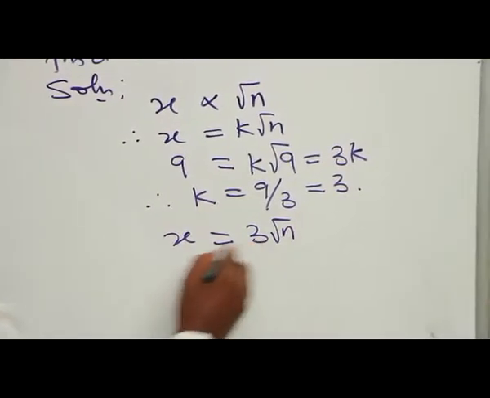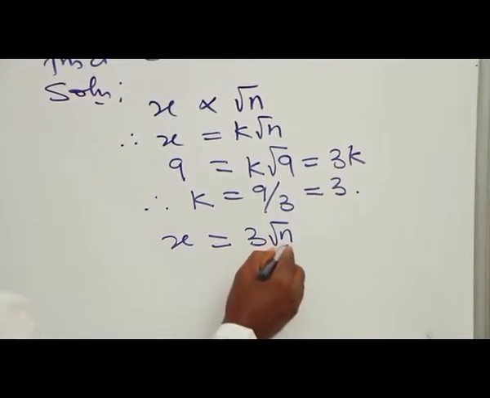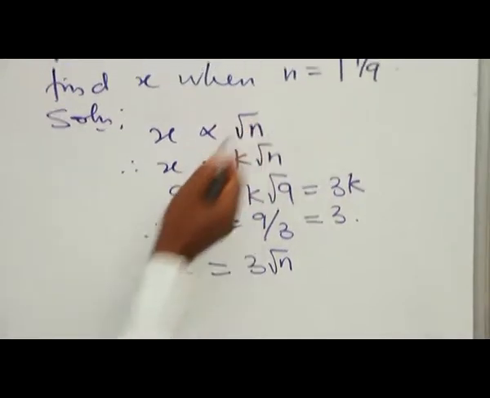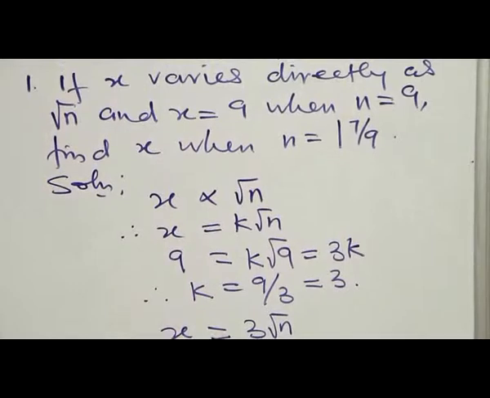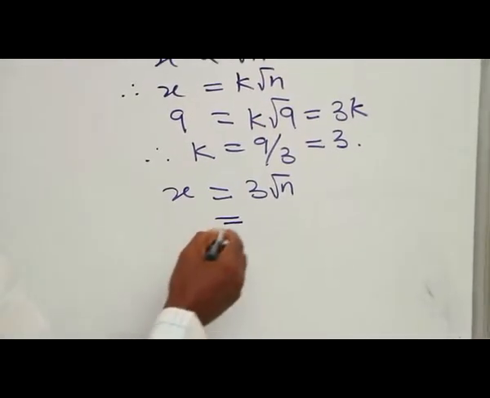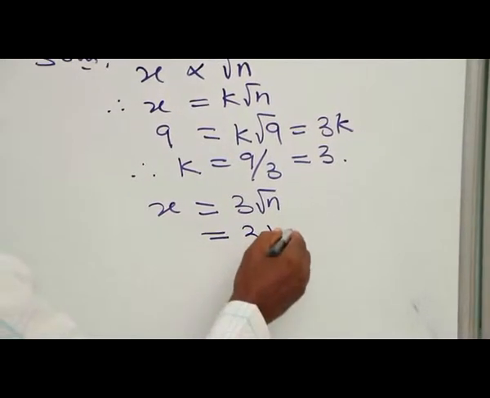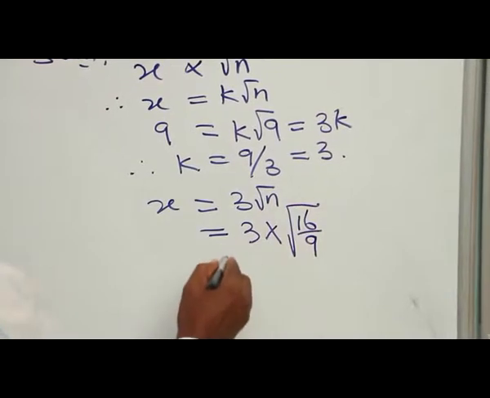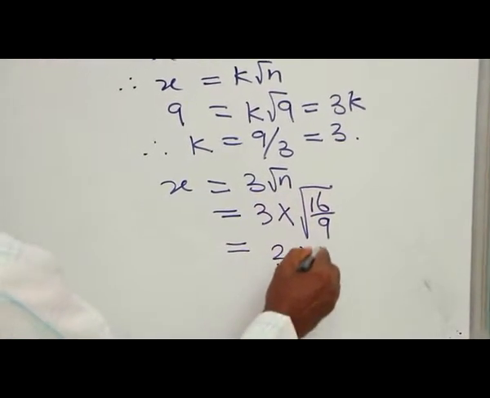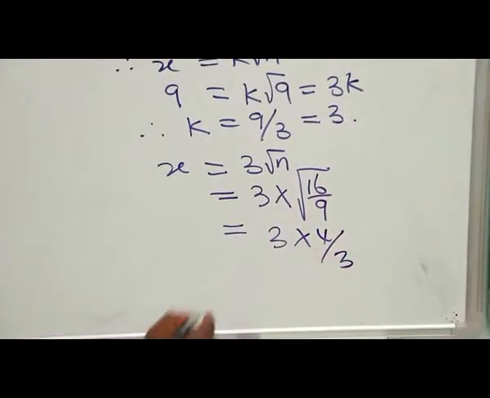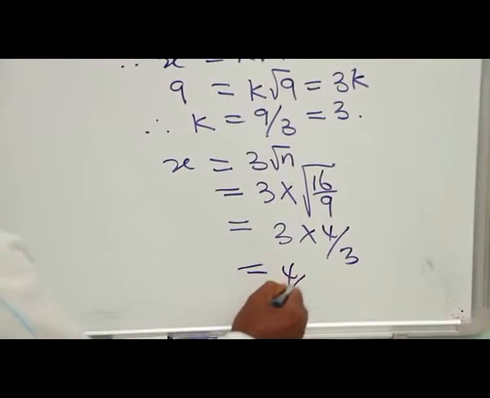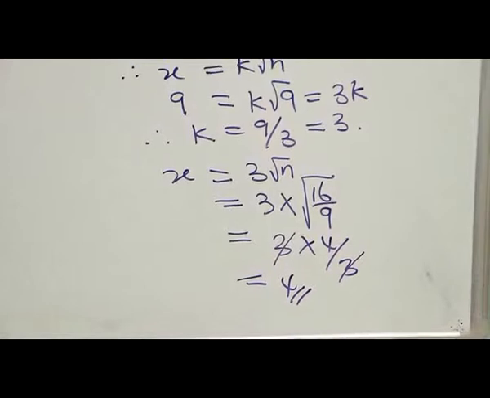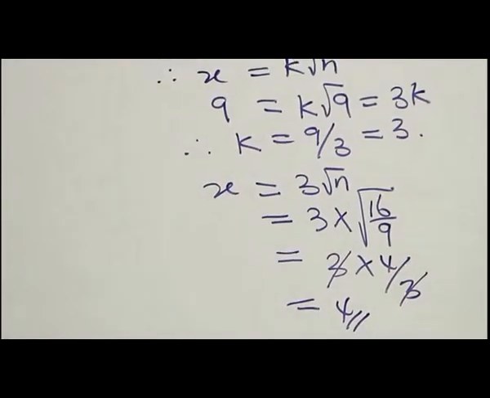This is the equation connecting s and n. Then the last statement: find s when n is equal to 1 7/9. So when n is equal to 1 7/9, we have 3 multiplying 1 7/9, which means 16 all over 9 when changed to an improper fraction. That will give you 3 times the square root of 16 over 9. The square root of 16 is 4, and the square root of 9 is 3. The 3 will cancel 3, and the solution is equal to 4. So the final answer there, s is equal to 4, given the problem above.